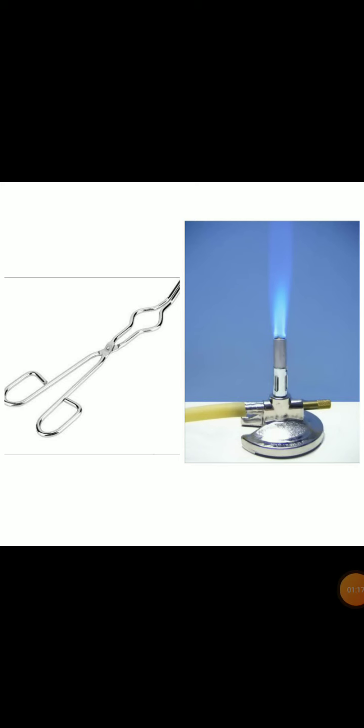What is this pair of tongs? This tongs is a device which is used for picking up substances without touching them. So here with this pair of tongs we will pick up metals and we will burn them over the burner in the presence of oxygen.